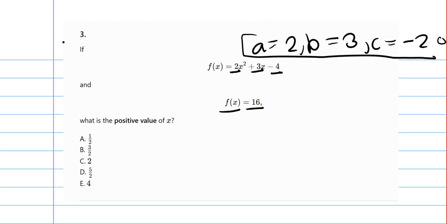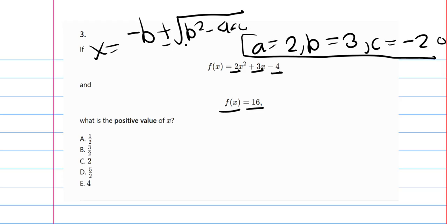If you know the quadratic formula, the formula is x is equal to negative b plus minus square root of b squared minus 4ac, all over 2a. That's the quadratic formula. It's usually used in functions, not only functions but also in quadratics. And yeah, we can just plug it in. So now we can just substitute the values.